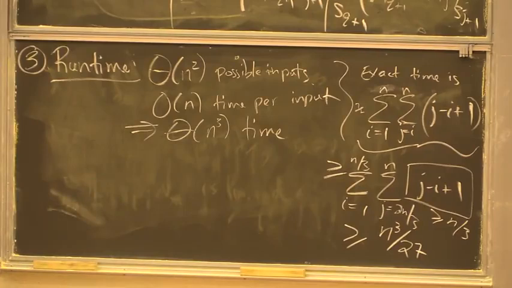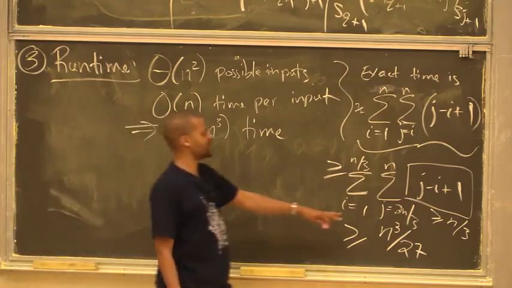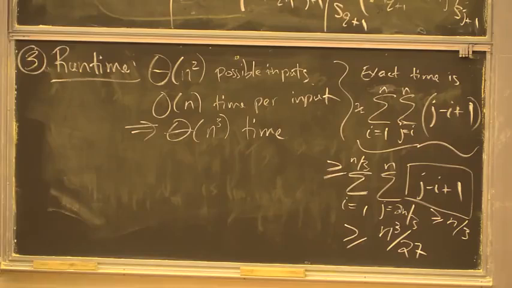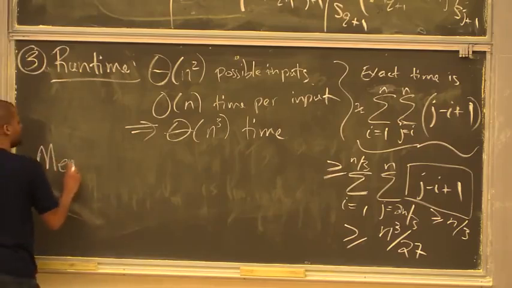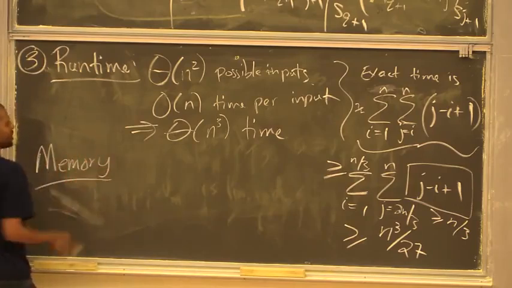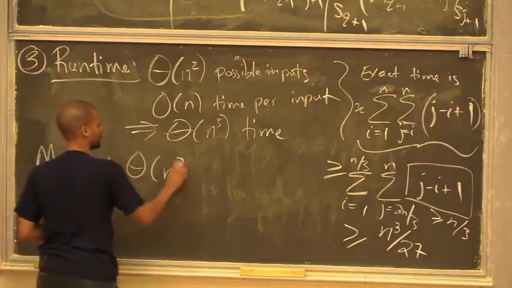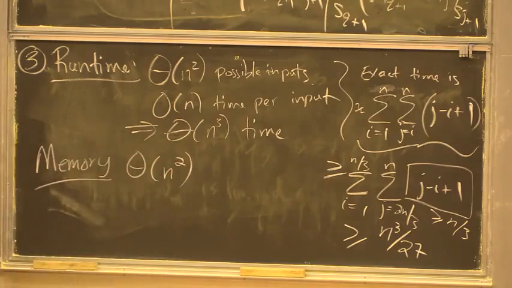Anyway, I just did this sum this way to show you that you don't always have to go for exact answers. It's fine to be sloppy sometimes when you're shooting for big O and big Omega. So how about memory? Well, we already said that the number of inputs is n squared, so we need a table of size n squared. That's how many inputs there are. And it's not clear to me how you would save on memory by doing bottom up.